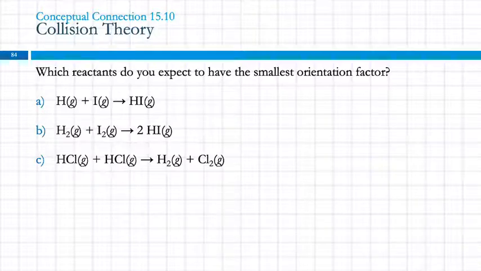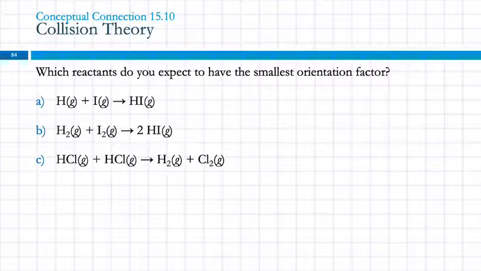Okay, so what sort of question might you have to answer on an exam? Because that's really what you want to know, right? So something like this, you should definitely be able to answer. Which reactants do you expect to have the smallest orientation factor?